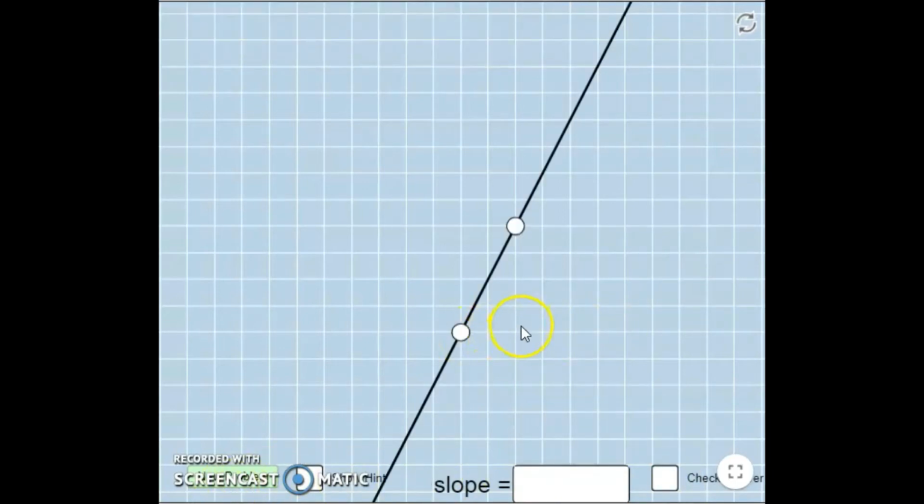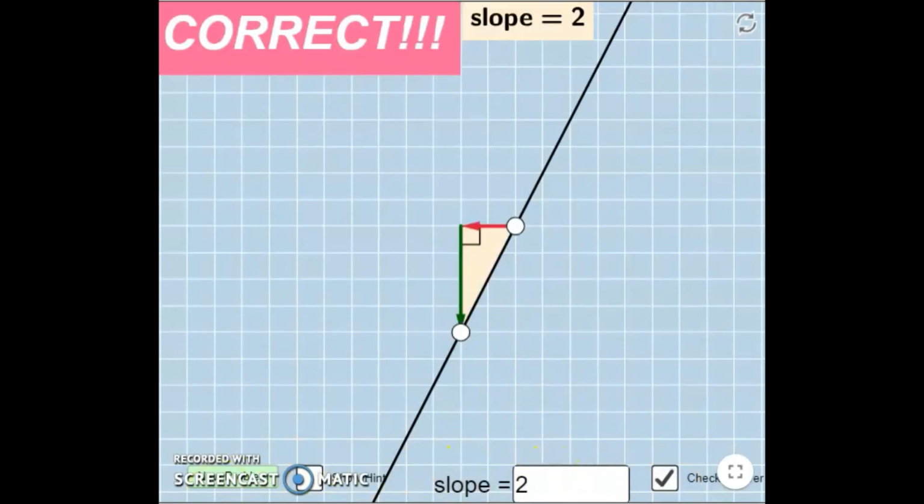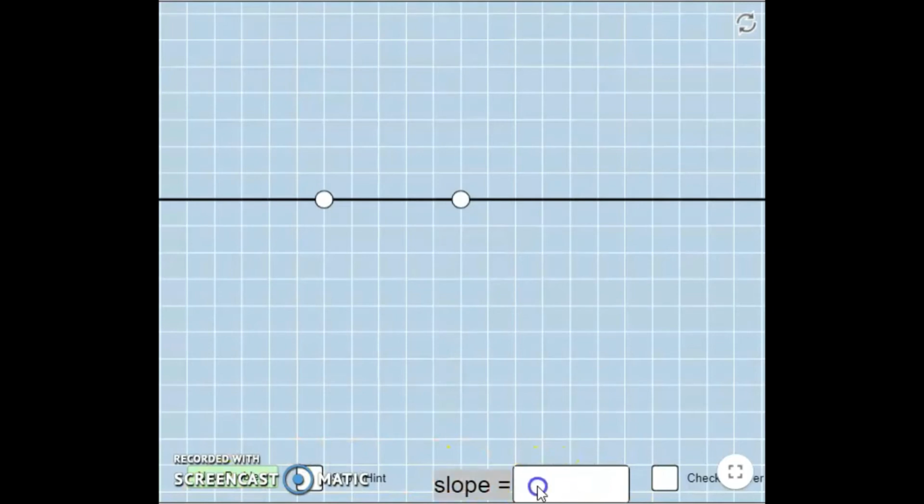Here, my rise is 1, 2, 3, 4, and my run is 2. So I think 4 divided by 2 will give me a slope of 2. And this is quite clearly a rise of 0 over any run that I choose, so the slope is 0.